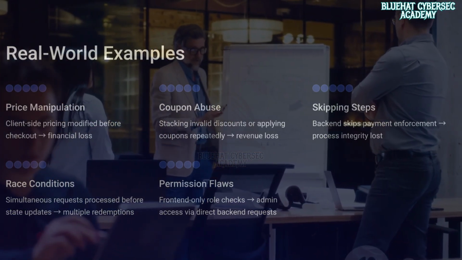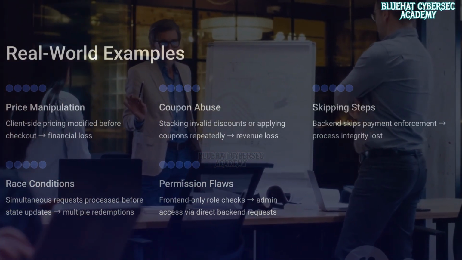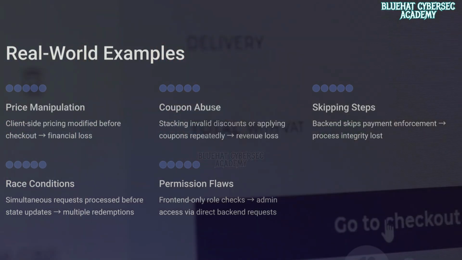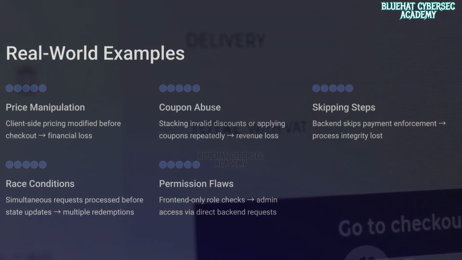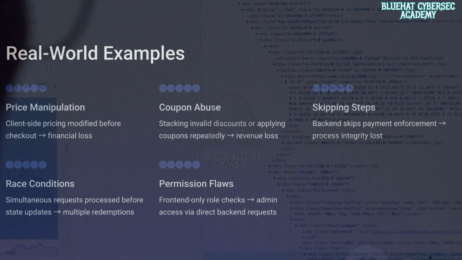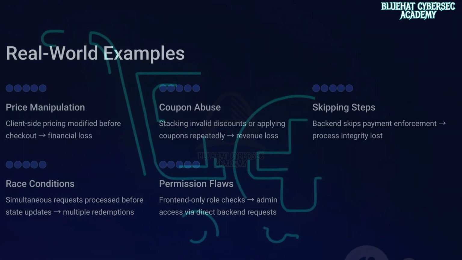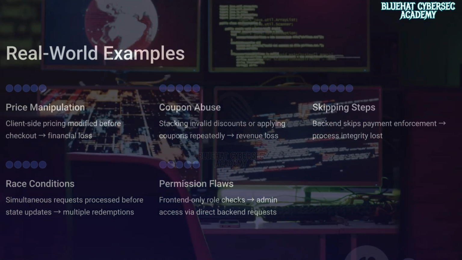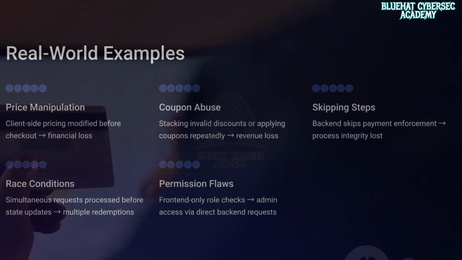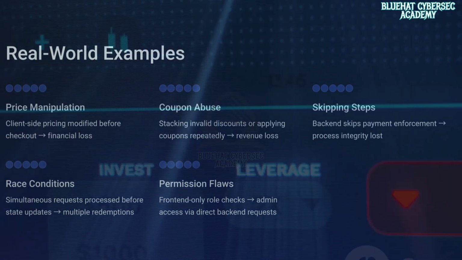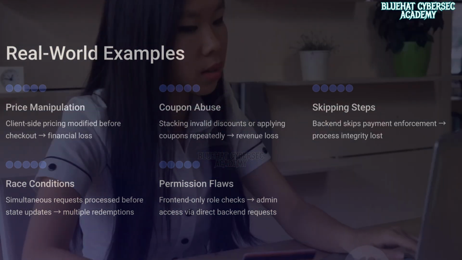To really understand this, let's walk through some common real-world examples. Imagine an e-commerce platform. This is where the first issue appears: price manipulation. The system calculates prices on the client side instead of the server. A user adds an item worth $500. Before checkout, they modify hidden values or request data, and the system accepts the reduced price. Result? Financial loss, without any technical breach at all.